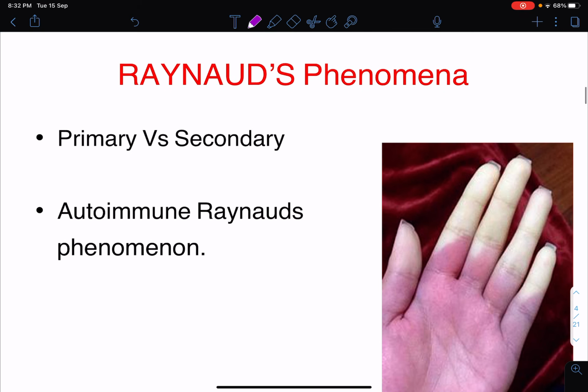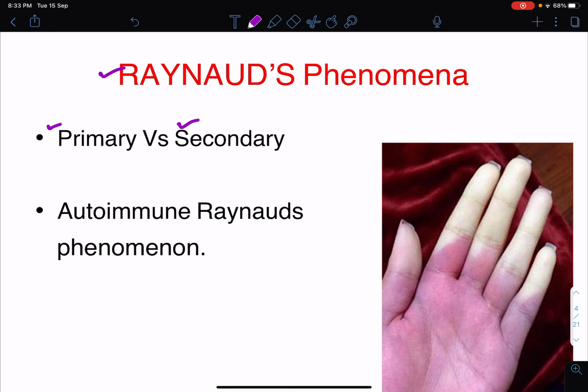Now, let's talk about what Raynaud's phenomenon is. We have seen in the SLE class also that the patient may present with Raynaud's phenomenon. Now in scleroderma also we are seeing the patient may present with Raynaud's phenomenon. Raynaud's phenomenon is an autoimmune condition. It can be primary or secondary. Primary means there is no underlying cause, whereas secondary means there is some underlying autoimmune condition. For example, a patient having Raynaud's phenomenon along with scleroderma or SLE.